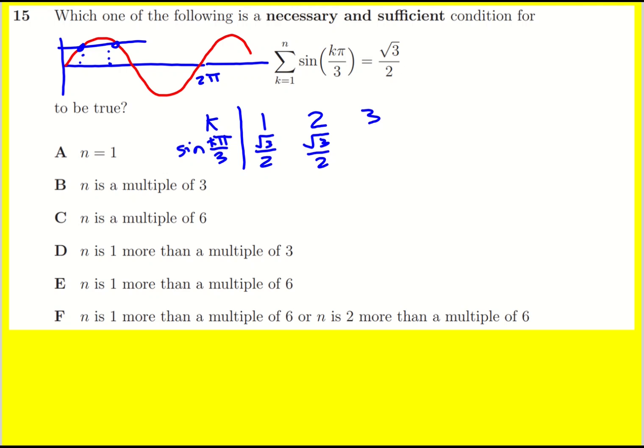If I put in 3, I get sine of pi. I get 0. And then if I put 4, I'm going to get minus root 3 over 2, because this is just a reflection. And I'll get minus again for 5 pi over 3. And then for 6, I'm back to 0. And actually, it's then going to repeat.